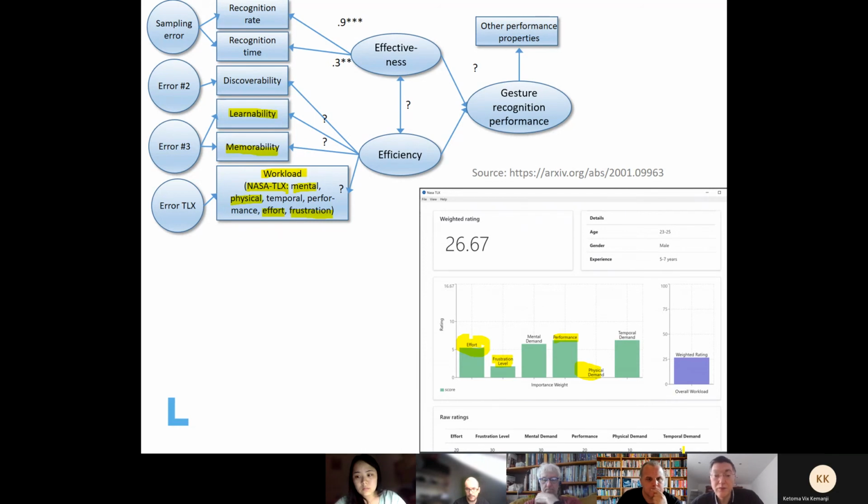And this could be very different from one user to another. Maybe an end user who is not used to gesture will probably devote more importance to mental demand and maybe less to temporal demand. But an expert user who is frequently producing gesture will probably state that performance and maybe also effort are more important than the other ones.